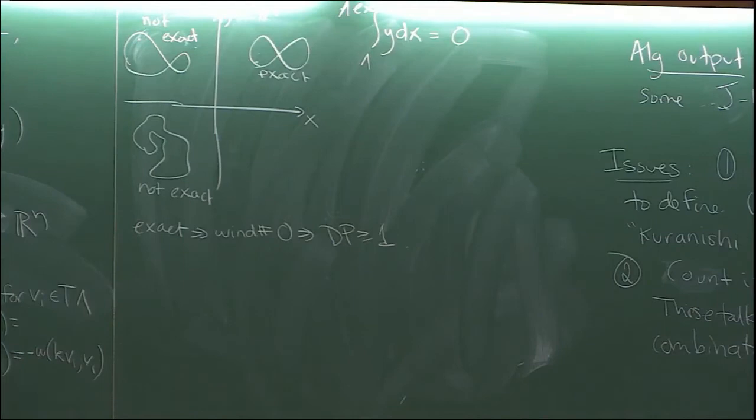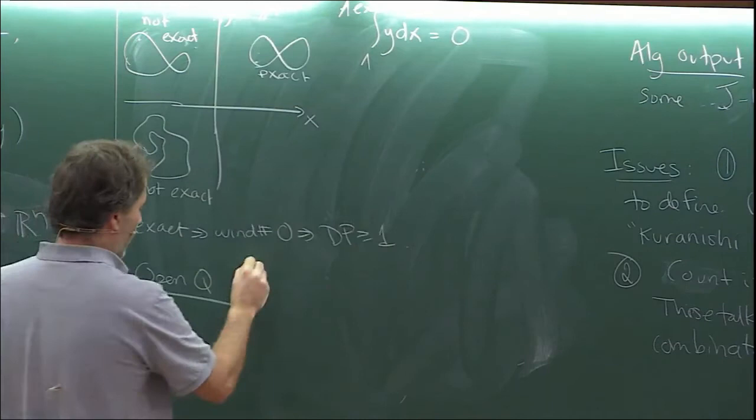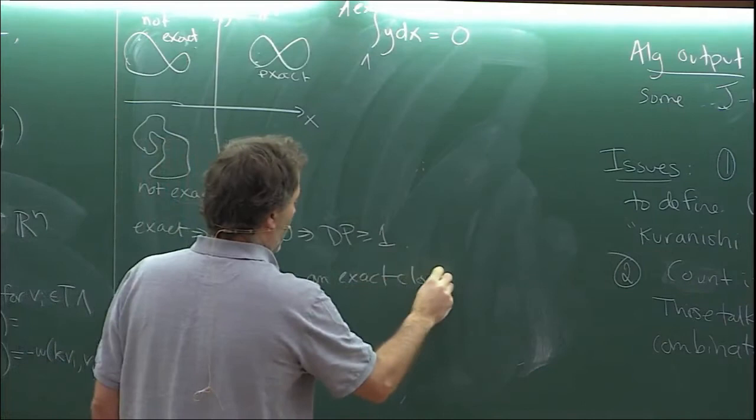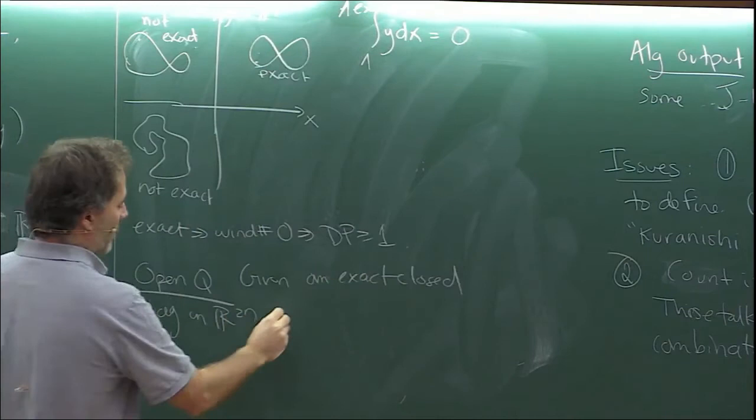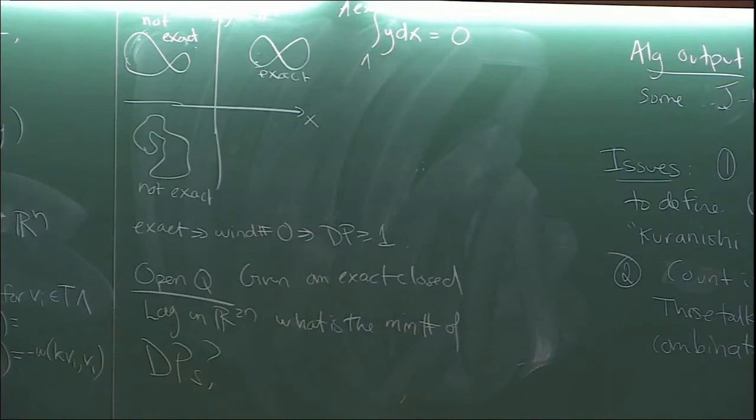So here's a first kind of open question. Given an exact closed Lagrangian in R^2n, what is the minimum number of double points? And this is exactly the kind of question I'm talking about, as in this original open question: do holomorphic curves and the h-principle meet in the middle to say what's loose and what's rigid?